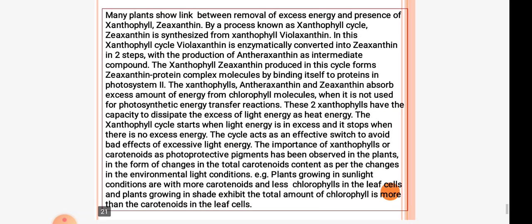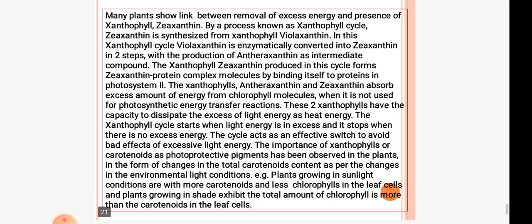protein in photosystem second. The xanthophylls, antheraxanthin and zeaxanthin, absorb the excess amount of energy from the chlorophyll molecule when it is not used in the photosynthetic energy transfer reaction. These two xanthophylls have the capacity to dissipate the excess light energy as heat energy. The xanthophyll cycle starts when light energy is in excess and it stops when there is no excess energy. The cycle acts as an effective switch to avoid bad effects of light energy.